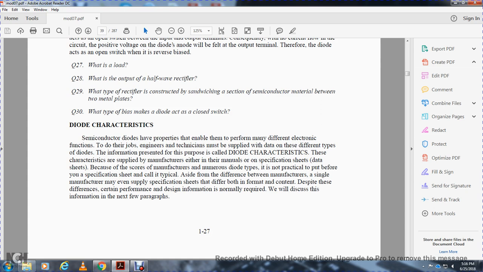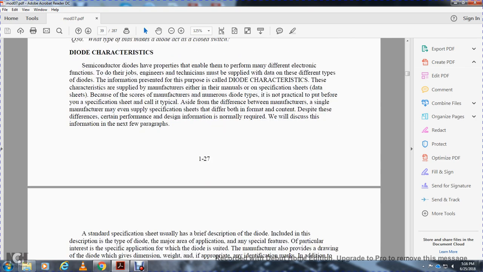Because of the number of manufacturers and types of diodes, it is important to have the specification sheet in front of you. Specification sheets differ between manufacturers in format and content. Despite the differences, the design information normally required is the same, and we will discuss that information in the next few paragraphs.